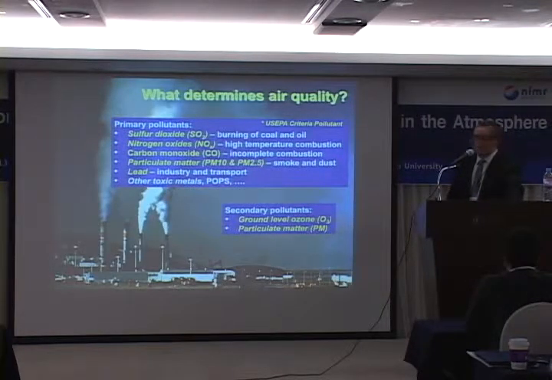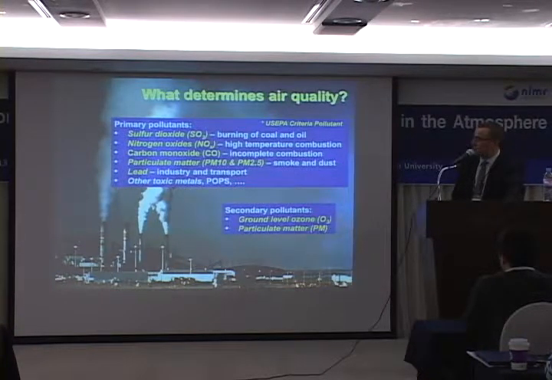So what determines our air quality? This is just some basic list of the different things that are considered pollutants by the Environmental Protection Agency in the USA. These include sulfur dioxide, which comes out of a lot of coal burning and things like that. Nitrogen oxides, which you'll, I'm sure, hear a lot about this afternoon. Carbon monoxide, CO, which is, I think, a gas that I've spent a lot of time working on. Particulate matter at 10 microns and smaller, and 2.5 microns and smaller. That might come from smoke and dust and fires and things like that. And then there's things like lead from industry and transport and other toxic metals like persistent organic compounds in the atmosphere, etc.